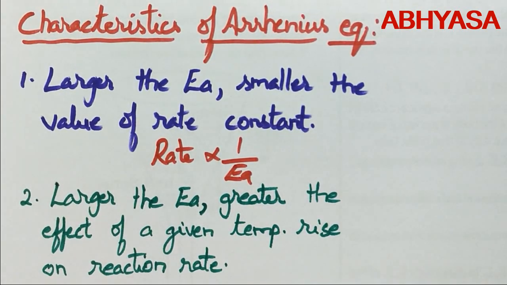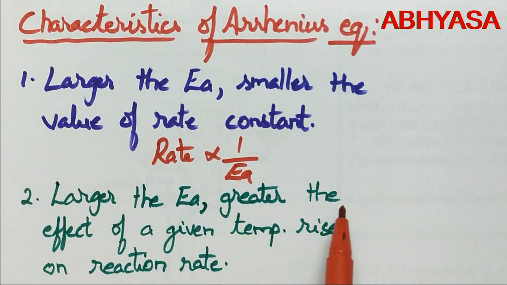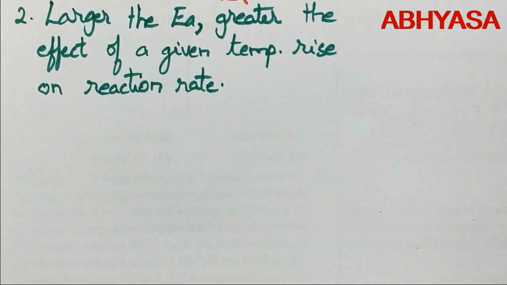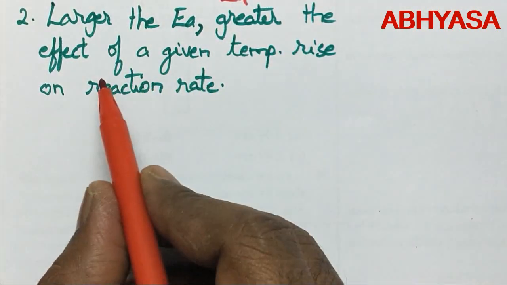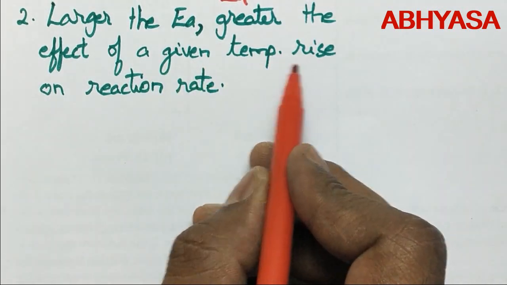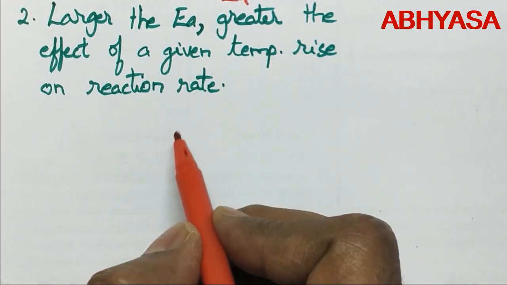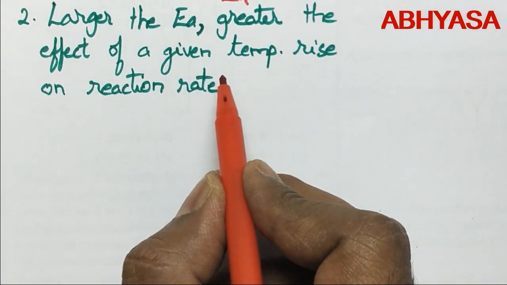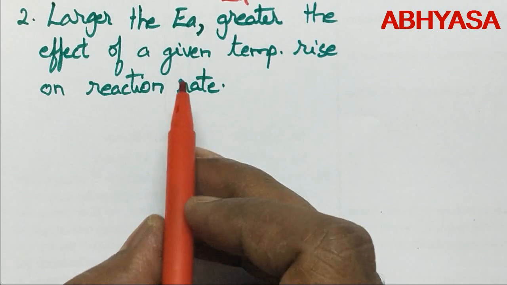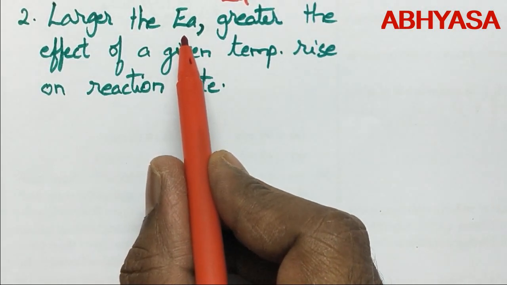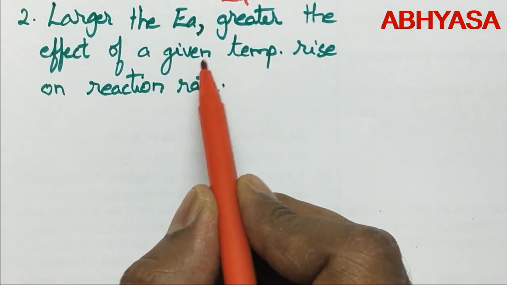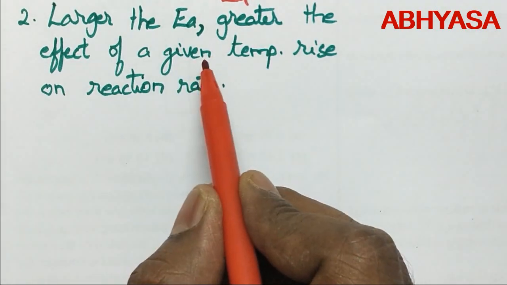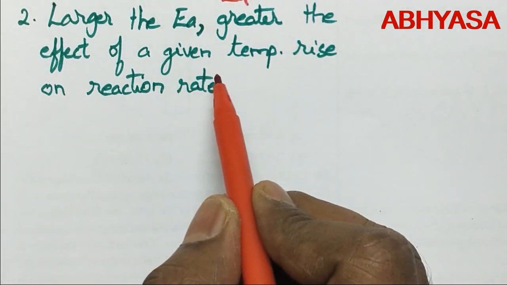Second point, the larger the activation energy, the greater the effect of a given temperature rise on reaction rate. I repeat the statement. The larger the activation energy, the greater the effect of a given temperature rise or a given temperature change on the reaction rate. It's looking a little bit complicated, but it's easy. It means that whenever the activation energy for a particular reaction is more, then the effect or influence of temperature on the reaction rate will be more.